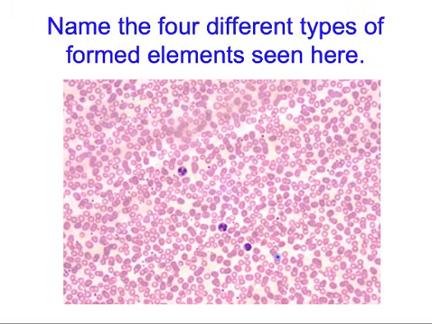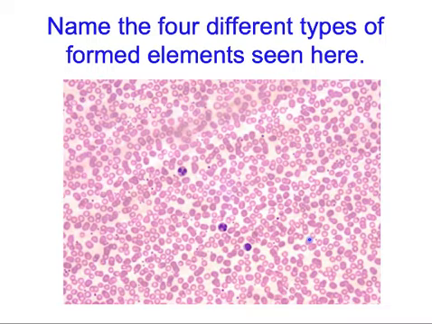Name 4 different types of formed elements seen here. Well, I see erythrocytes, a whole bunch of them, right? I could see platelets. You have to look kind of close to see them because they're tiny. I could see neutrophils. There's a neutrophil, there's a neutrophil, and I could see a lymphocyte down there. And of course I see plasma.